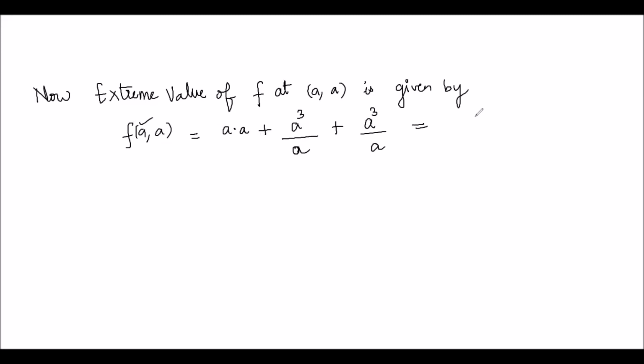So this will be 3a square. So the extreme value of the given function is 3a square, and it is corresponding to the point (a, a), and this point (a, a) is the point of local minima. Let us consider one more problem.